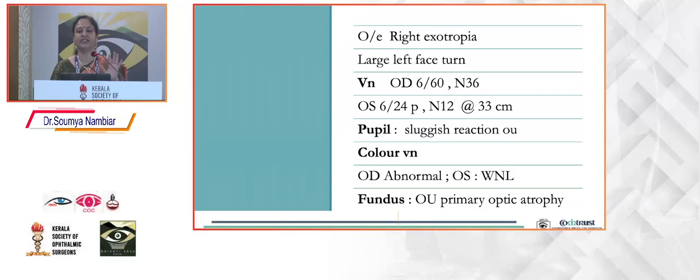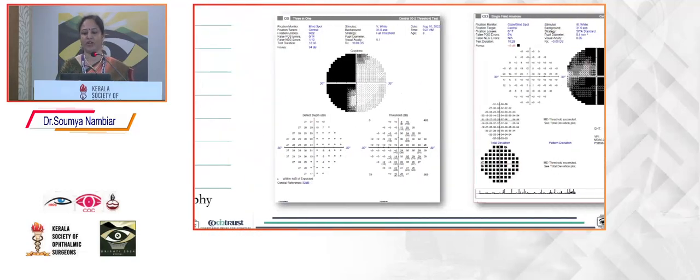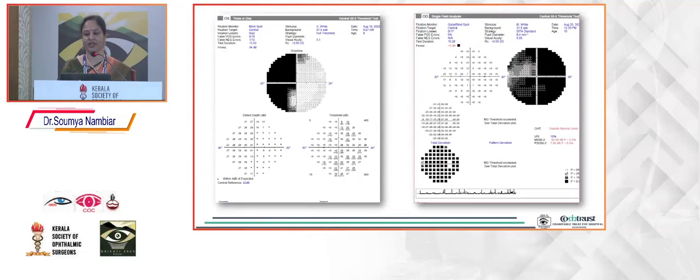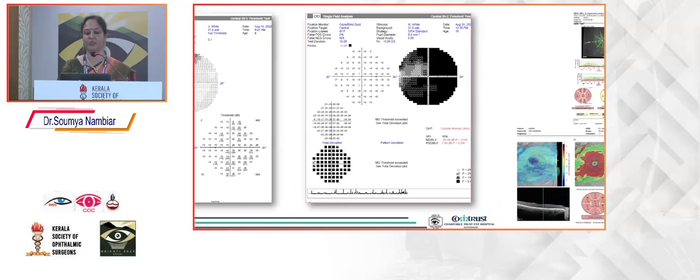Pupil, again, you can see sluggish reaction OU. Color vision is normal in the left eye, right eye it is abnormal. And fundus shows primary optic atrophy features. And this is her HFA field. So you can see in the right eye there is an advanced field loss, and in the left eye there is a temporal hemianopia.